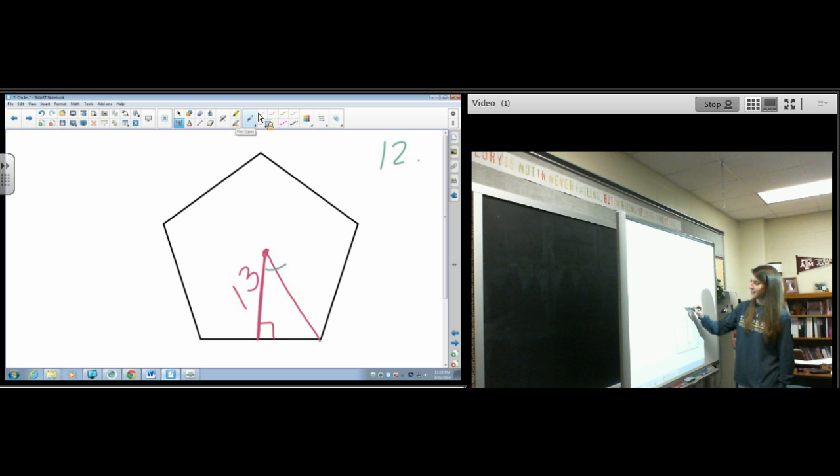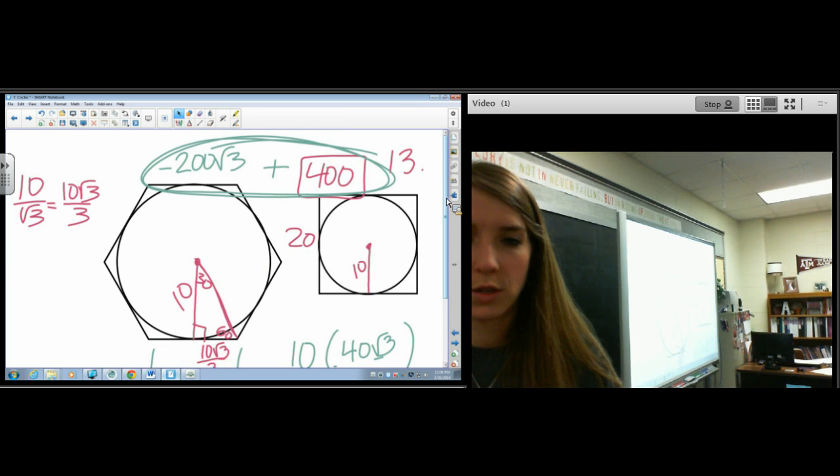Okay. Now, if we wanted a decimal answer, we could put this in our calculator. 400 minus 200 root 3, and that's about 53.58. Okay? All right, we are done working homework problems. Title your notes, circles.